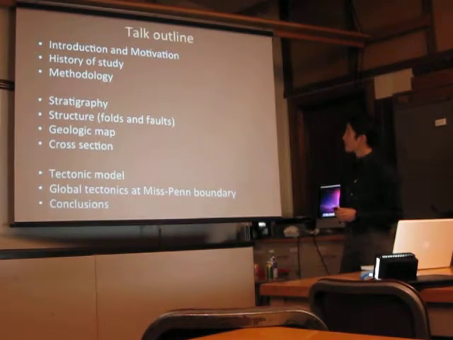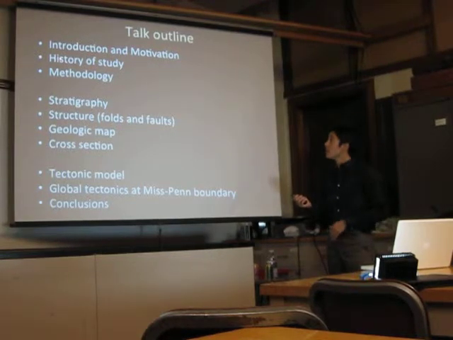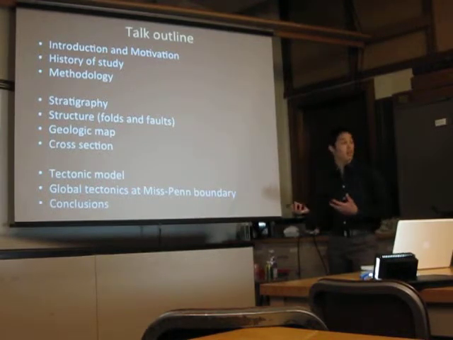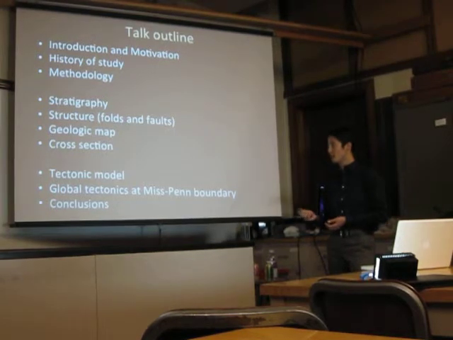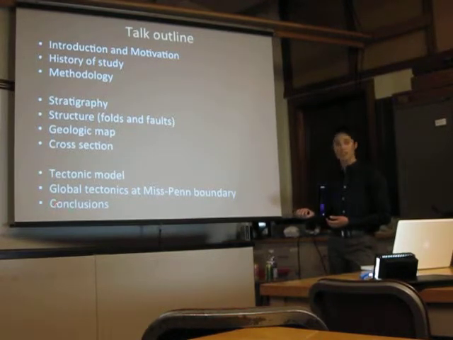So a little bit about what I'm going to cover today. I'm going to start with an introduction, background, and motivation for the study. I'm going to go over a little bit of history of study in the area, my methodology, stratigraphy of my study area, some of the structures like folds and faults that I see in the area, the geologic map that I made of this area, cross sections that illustrate a slice through that geologic map, and I'm going to propose a tectonic model for the mapped area, and then I'll discuss a little bit about the global tectonics at the Mississippian-Pennsylvanian time boundary, and I'll finish with my conclusions.